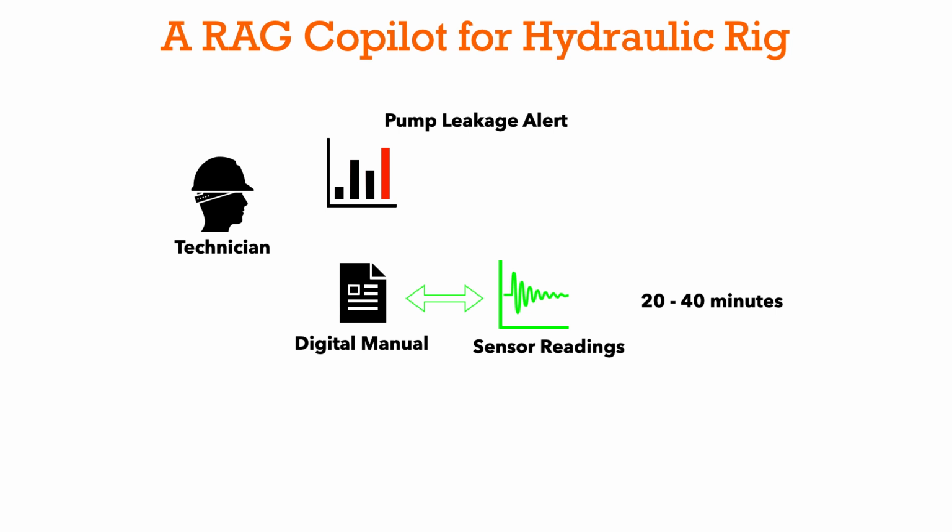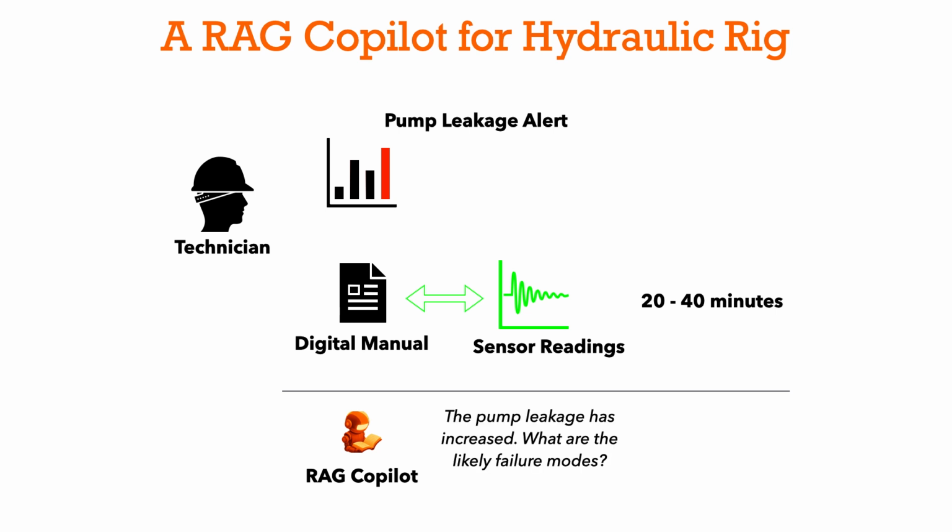On the other hand, if we had a RAG Copilot, by just asking a question, the pump leakage has increased. What are the likely failure modes? The Copilot would instantly retrieve the right manual sections, read current sensors, and generate actionable steps with chapter citations. This would then take around 5 seconds, which tremendously reduces downtime costs.